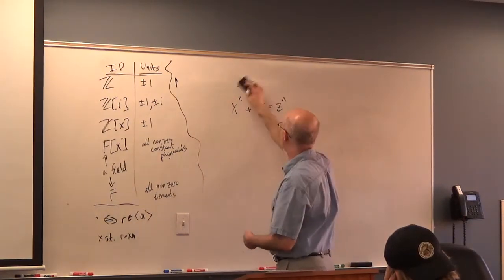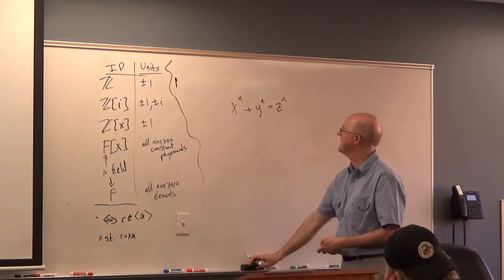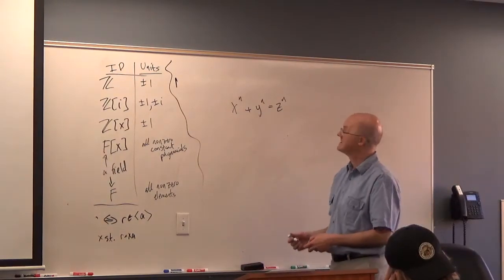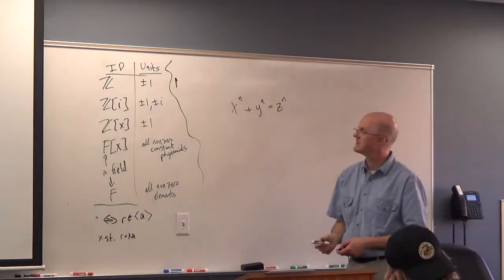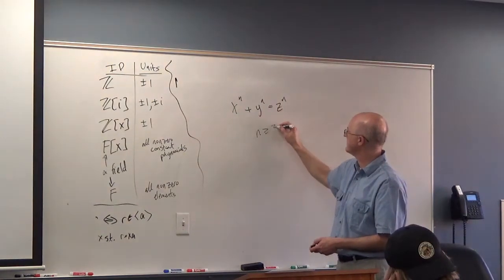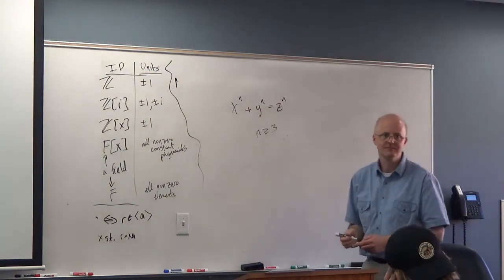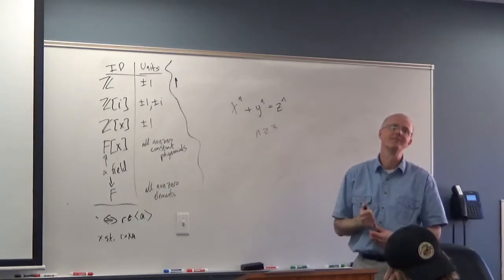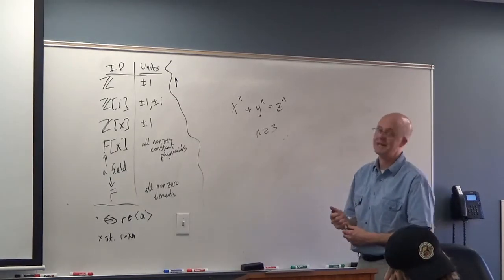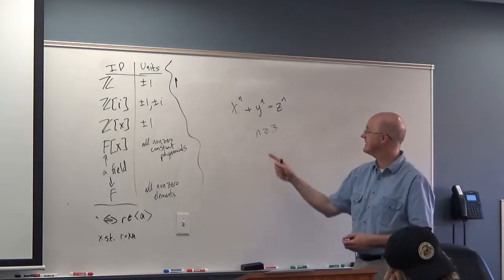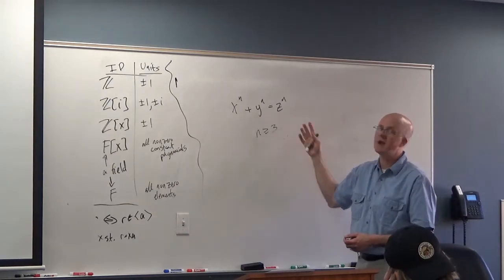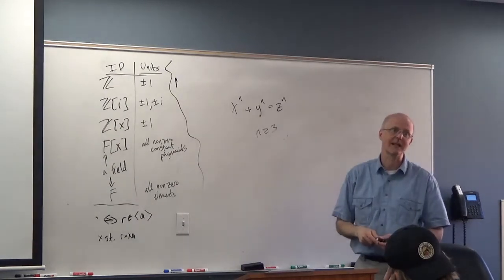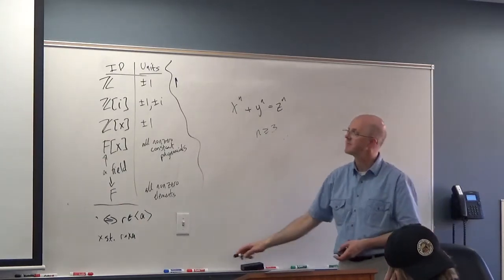It's that this equation right here, x to the n plus y to the n equals z to the n, has no non-zero integer solutions when n is an integer greater than or equal to 3. It's got plenty of solutions when n is 2, right? Think Pythagorean theorem. Certainly plenty of solutions when n equals 1. But when n is an integer greater than or equal to 3, this has no non-zero integer solutions. That's the gist of Fermat's last theorem.